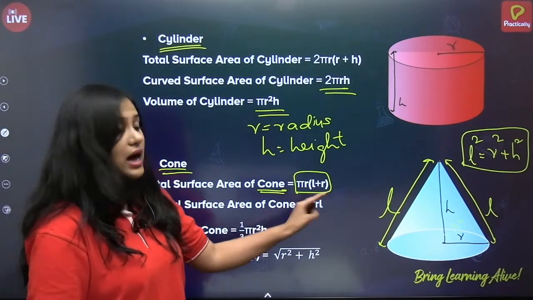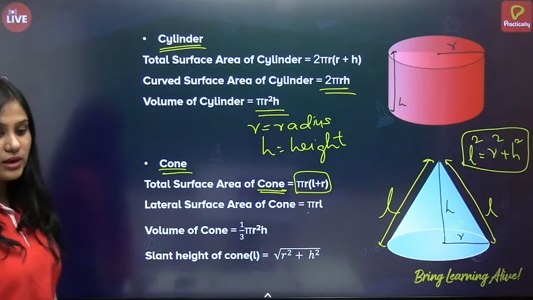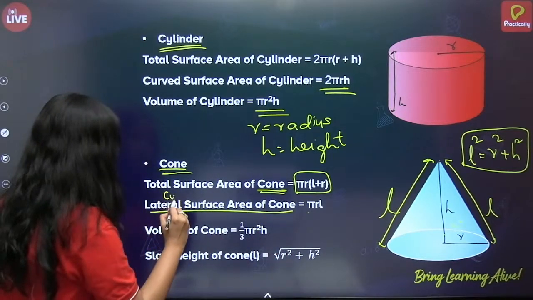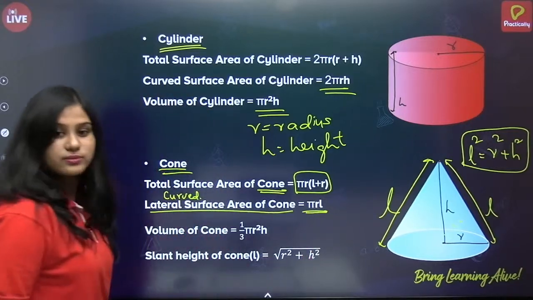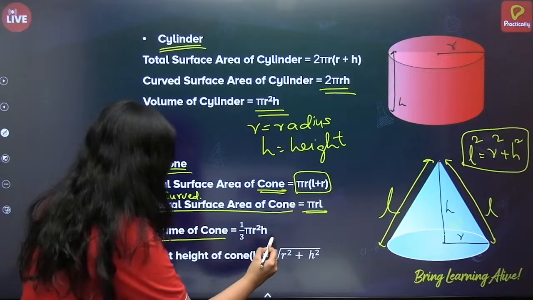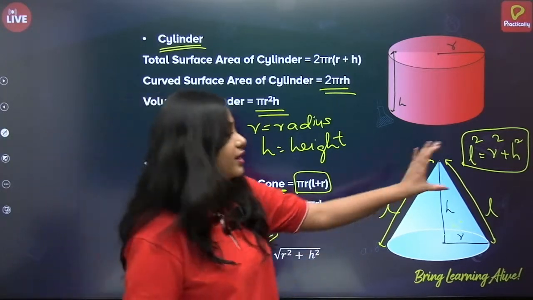Again here r is radius and L is the slant height of the cone. Okay. Next, lateral surface area of the cone, or you can also name it curved surface area, is pi r L. Next, volume of the cone is 1 by 3 pi r square h, and slant height of the cone we have already discussed here.